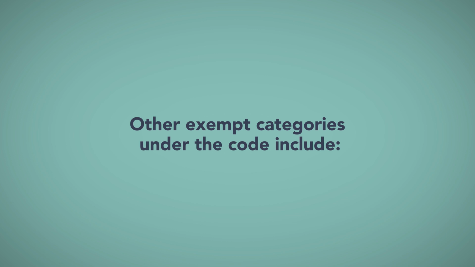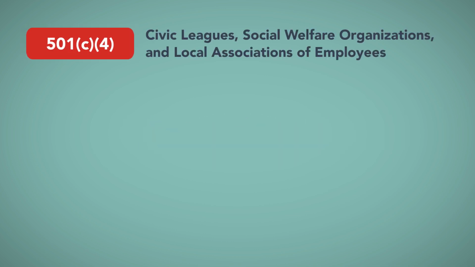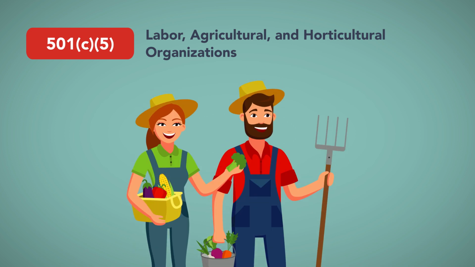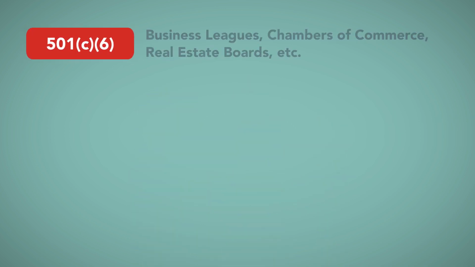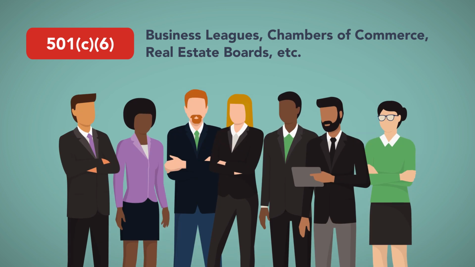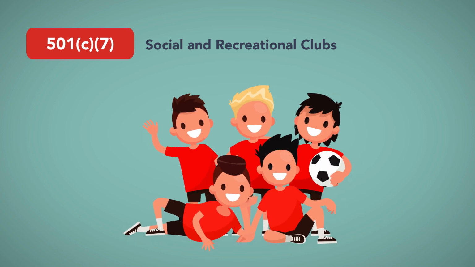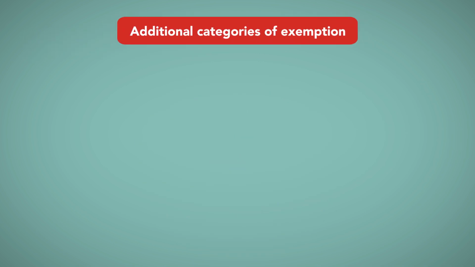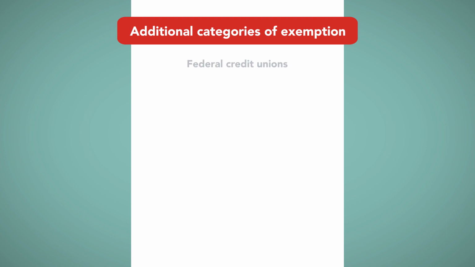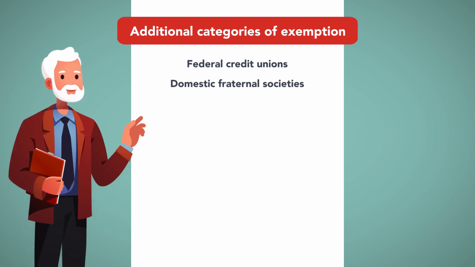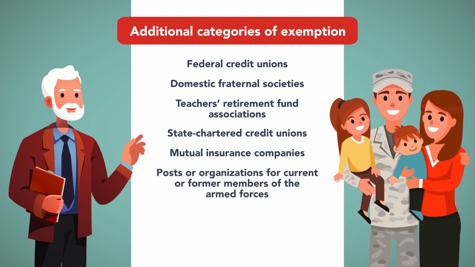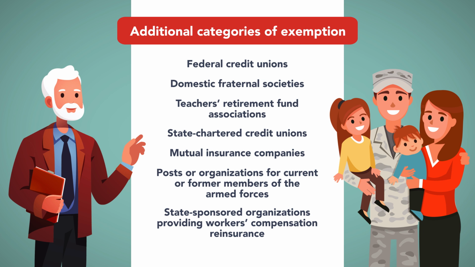Other exempt categories under the code include 501(c)(4), civic leagues, social welfare organizations, and local associations of employees; 501(c)(5), labor, agricultural, and horticultural organizations; 501(c)(6), business leagues, chambers of commerce, real estate boards, etc.; 501(c)(7), social and recreational clubs; and 501(c)(8), fraternal beneficiary societies and associations. Additional categories of exemption under 501(c) include congressional corporations like federal credit unions, domestic fraternal societies, teachers' retirement fund associations, state-chartered credit unions, mutual insurance companies, posts or organizations for current or former members of the armed forces, and state-sponsored organizations providing workers' compensation reinsurance.